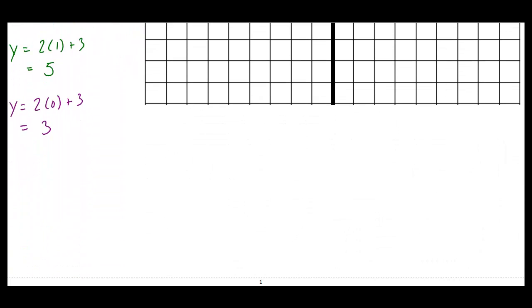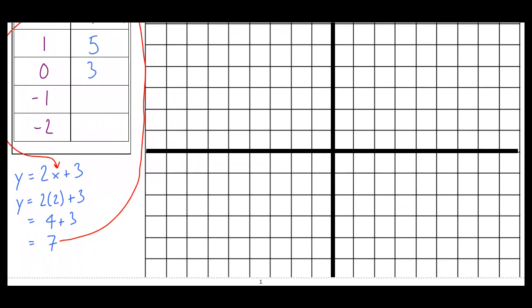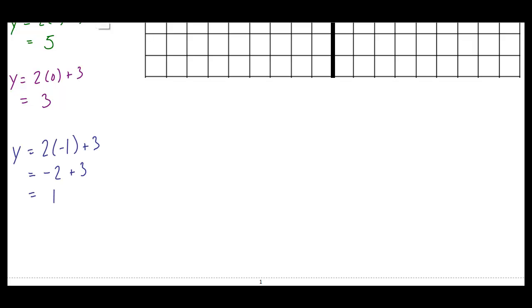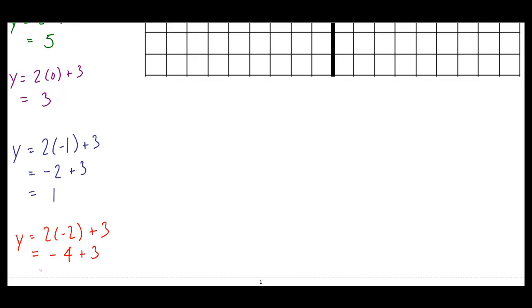We're going to continue on with our negative numbers. So y is equal to 2 times -1 plus 3. 2 times -1 is -2, plus 3. And you'll remember from earlier when we did integers, -2 plus 3 ends up being 1. And lastly, y is equal to 2 times -2 plus 3. 2 times -2 is -4, plus 3. And -4 plus 3 is -1.